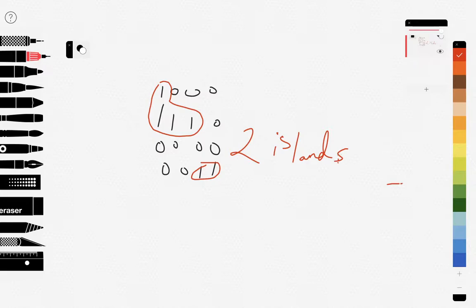We have the Number of Islands question. I'm pretty new to this tablet, so I am having some difficulties, but I will manage. Here we have the Number of Islands. So how can we approach this question?